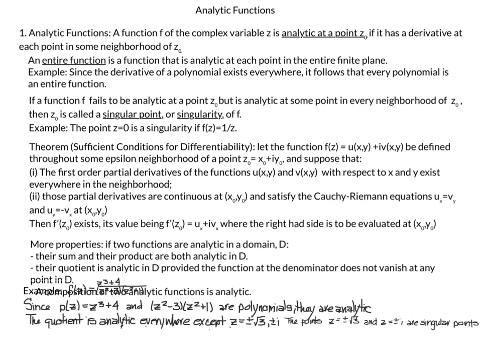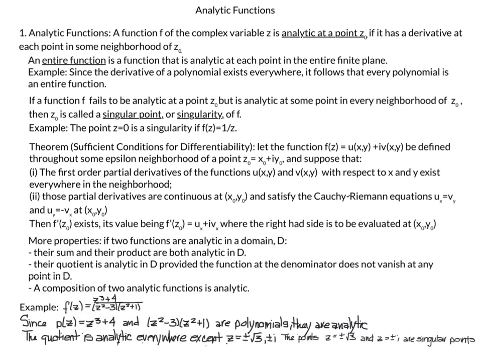Partial derivative of u with respect to x is equal to partial derivative of v with respect to y. And the second Cauchy-Riemann equation is partial derivative of u with respect to y is equal to the negative partial derivative of v with respect to x at the point x0, y0. If we know these three things, first, the partial derivatives exist, second, they are continuous, and third, they satisfy the Cauchy-Riemann equations, then the derivative of f exists. In other words, it is analytic. And we have this formula for f prime of z is equal to partial of u with respect to x plus i partial of v with respect to x.